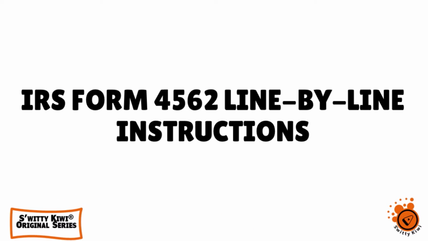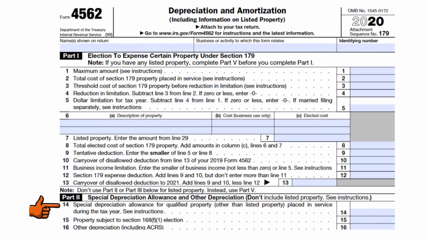Welcome back, folks. We are still having a conversation here, line by line instructions, and I want to talk to you now about line 14. So you can see here, part 2, line 14, this is where you have to put the special depreciation allowance for a qualified property. And if you have the amount, you want to put that.